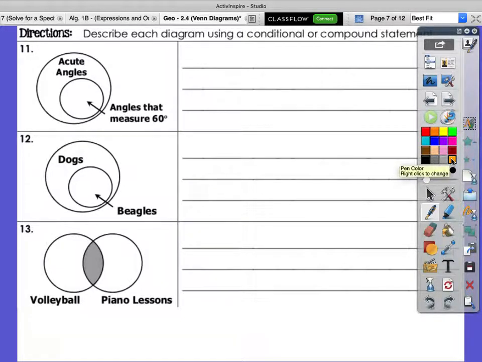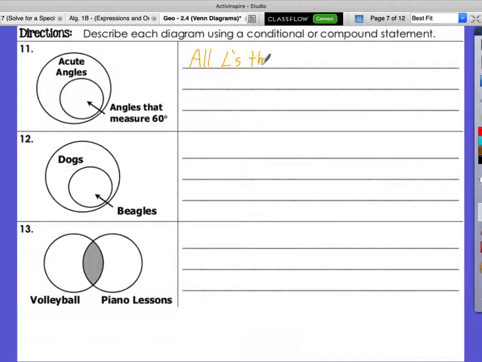Nice. Okay, describe each diagram using a conditional or compound statement, like our 'and', our 'some', the ones we were talking about earlier. So how could we word number 11? Are we going to use all, some, or none? All, because they're inside each other. So all angles that measure 60 degrees are acute angles.